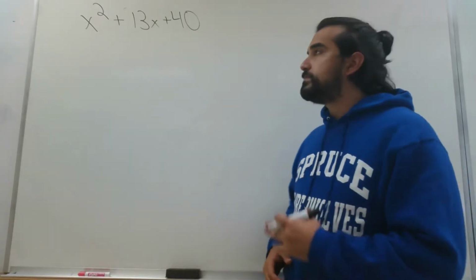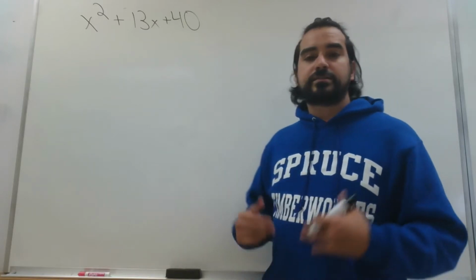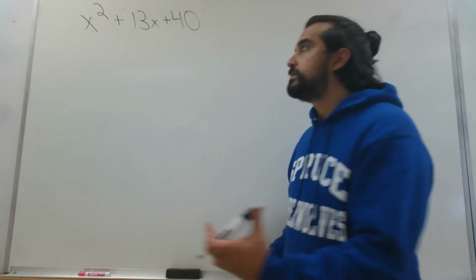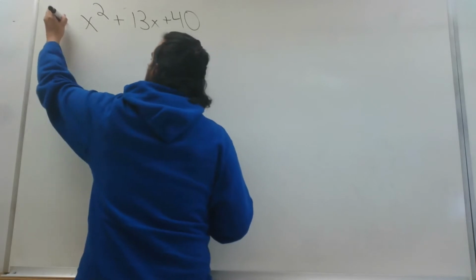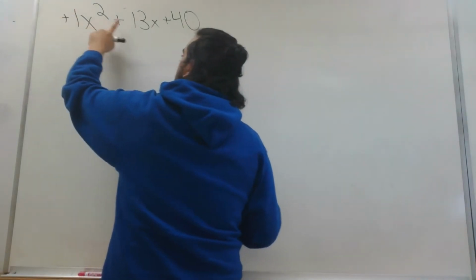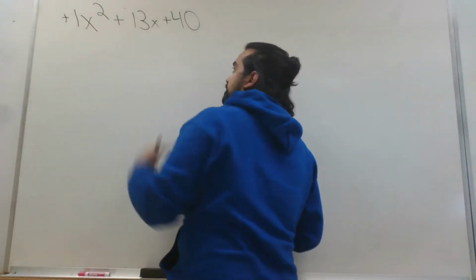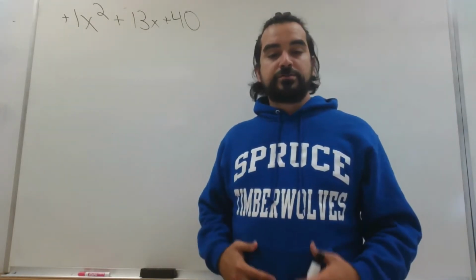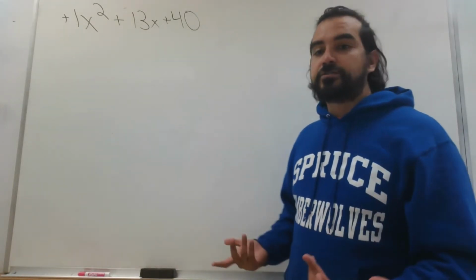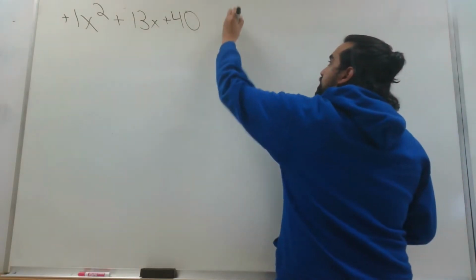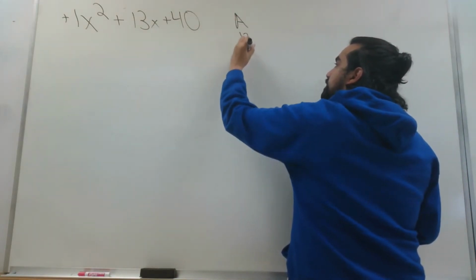So first thing I want to do is make sure everything has a sign and a coefficient. So we could say plus 1x squared plus 13x plus 40. Now what we want to do is identify the a, b, and c of the trinomial. So a, b, c.